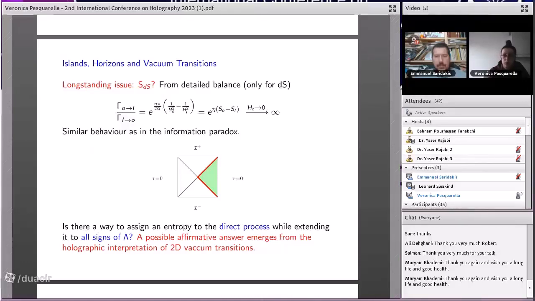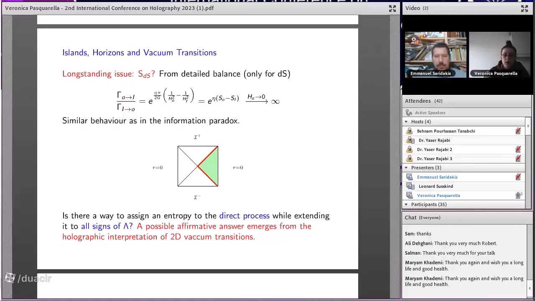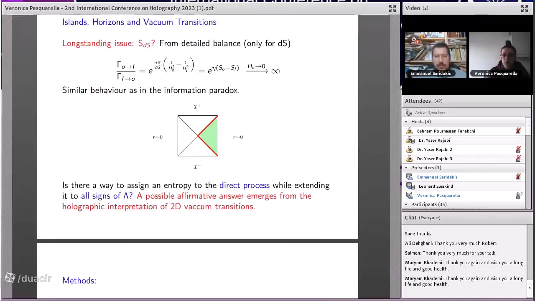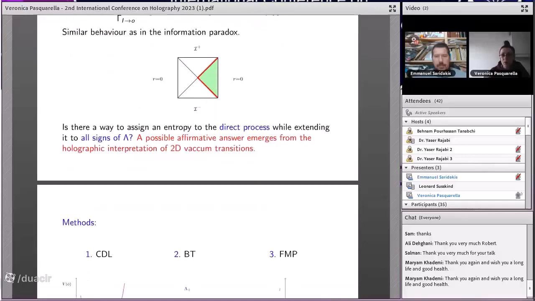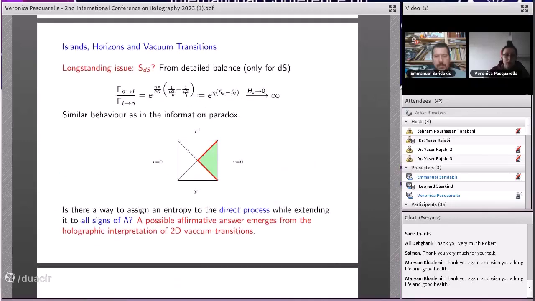But this is not true. So this is probably prompting the issue that the entropy is not simply 1 over h squared in 4 dimensions, but it might be something else. So this was the first motivation to see whether we could address the problem of assigning an entropy to de Sitter or all spacetimes without the need to resort to detailed balance, which highlighted this problem.